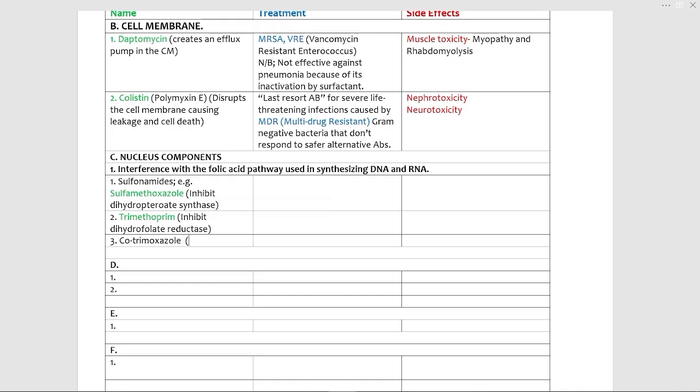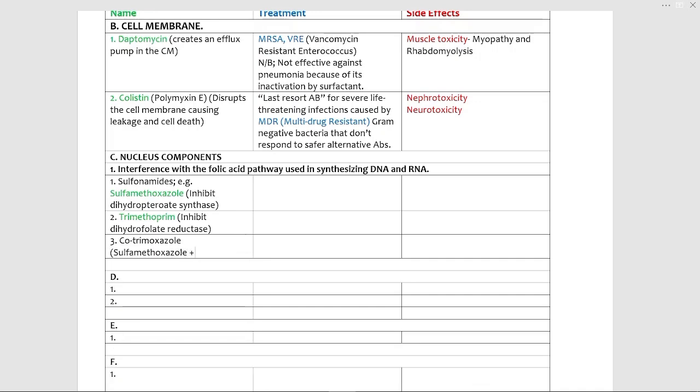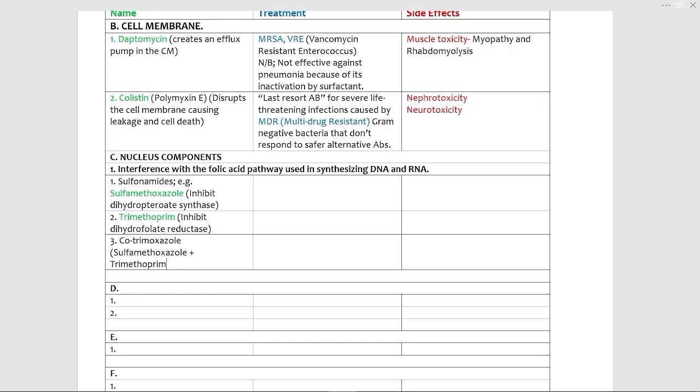So in brackets here, we can put a combination of sulfamethoxazole combined with trimethoprim. If you combine the two, we form cotrimoxazole. That's the two drug combination. I hope till there we are together. And now the cotrimoxazole tends to be more bactericidal.